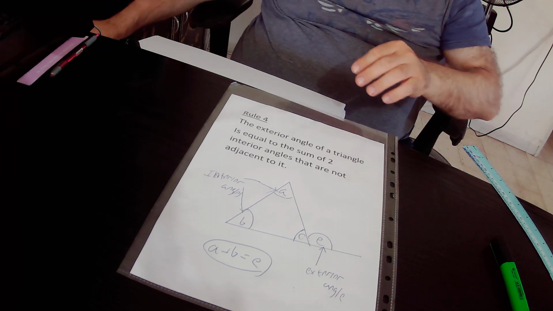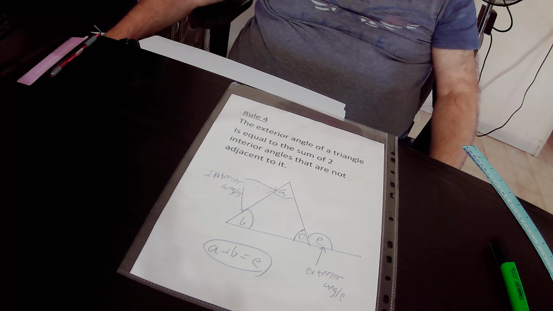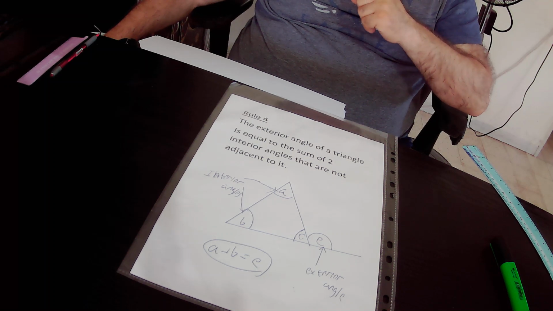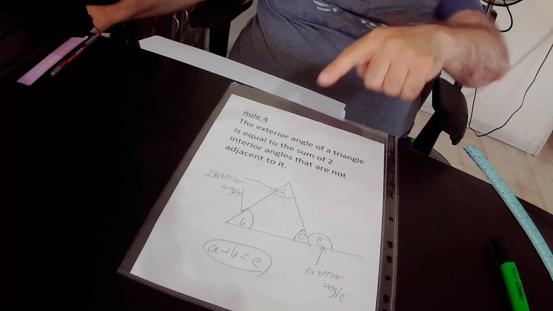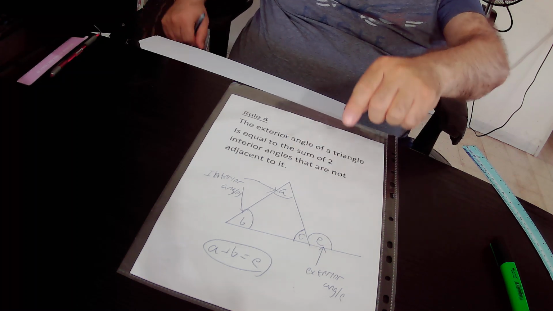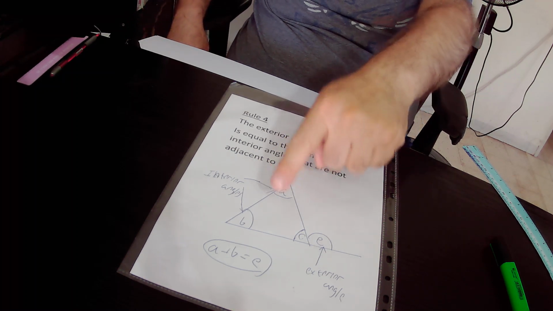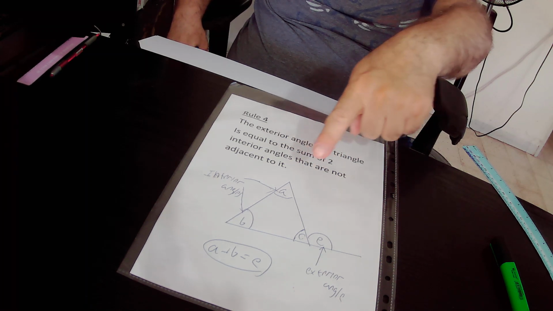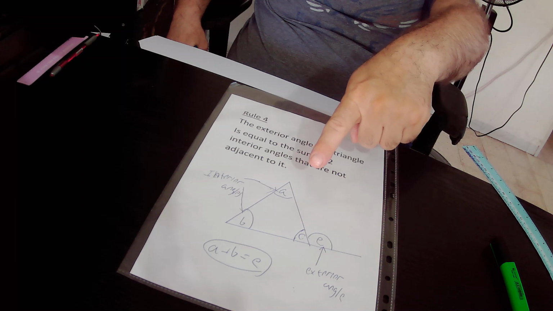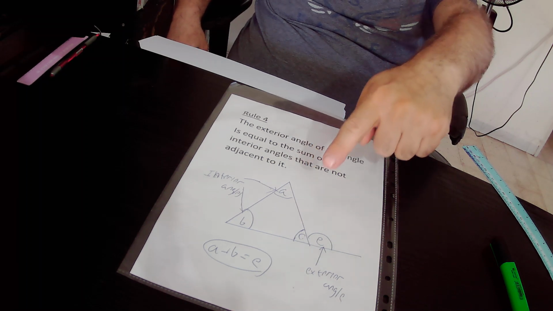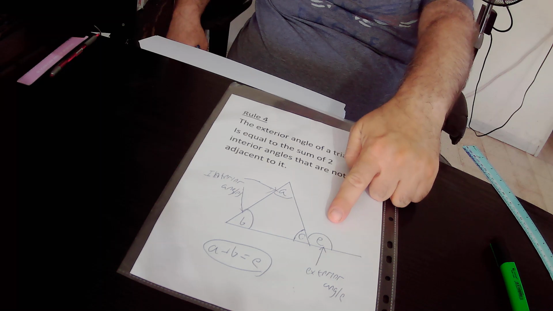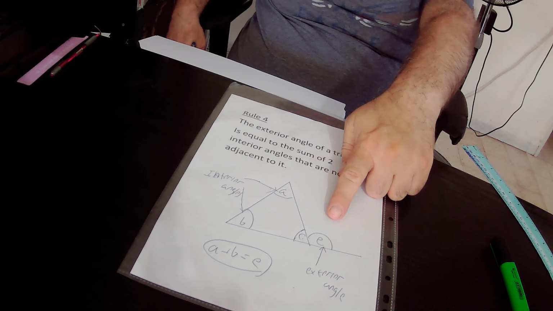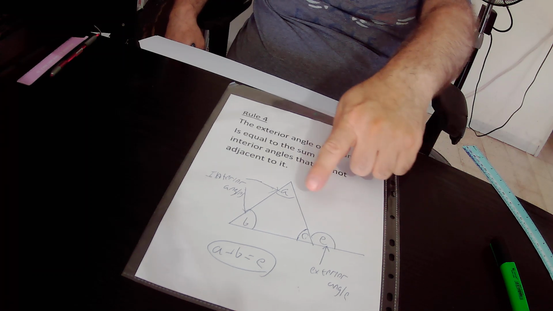According to rule 4, the exterior angle of a triangle is equal to the sum of the two interior angles that are not adjacent to it. So in the drawing we have a triangle. Inside this triangle we have three angles, A, B, and C, and all of those three angles are defined as interior angles of this triangle, because they are located inside this triangle. While this is angle E, that is located outside this triangle, and therefore this angle, angle E, is defined as an exterior angle of this triangle.